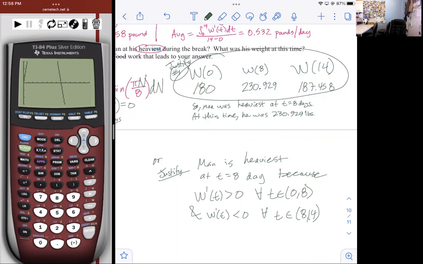I agree. Yeah, so really this guy wasn't just gaining slowly the whole time from 180 to 187. He ballooned up to 230. So he gained 50 pounds, right? In only 8 days. But maybe, just as impressively, then he loses almost 43 pounds in the next 6 days.